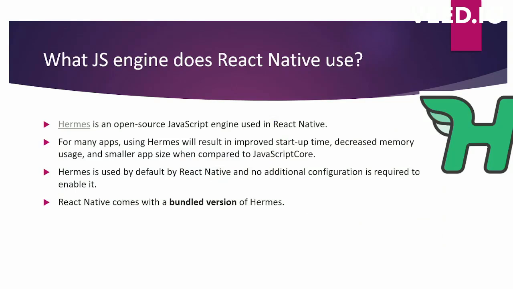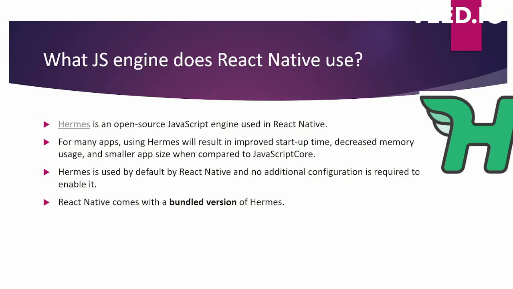Hermes is a JavaScript engine that is embedded inside React Native. Okay. Now React Native will come with a bundled version of Hermes by default. Okay, so it uses this by default. Okay, and no additional configuration is required to enable it. So by default, the JavaScript engine would be Hermes.